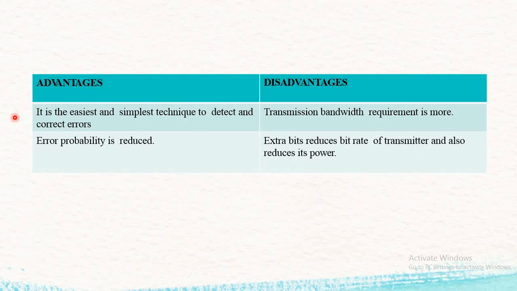Last one, advantages and disadvantages. The advantage of LBC code is that it is the easiest and simplest technique to detect and correct errors. The second advantage is that error probability is reduced. The disadvantages of using LBC code are that the transmission bandwidth required is more, and the extra bits reduce the bit rate of transmission and also reduce power, as we are adding some extra bits along with the message bits. So these are the disadvantages of using LBC code.